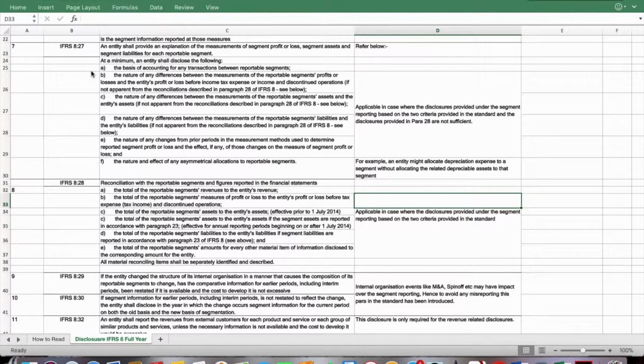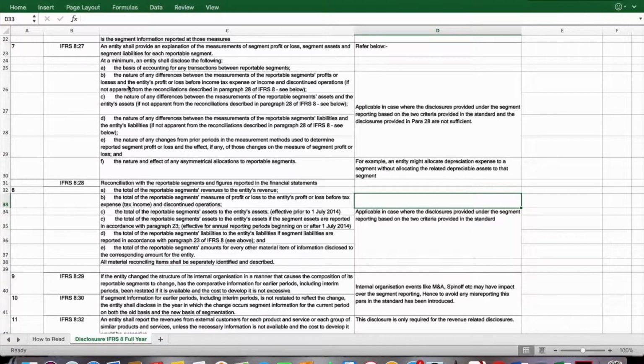The first one is to disclose how the transactions are recorded between department 1 and department 2 within the entity, how the profit and loss is measured, and how the assets and liabilities are measured. If there is any difference between the reportable liabilities and the liabilities reported in the financial statements, this comes into the picture.